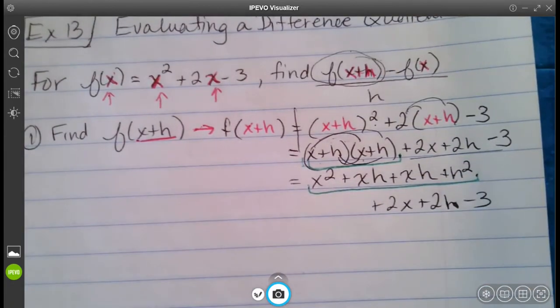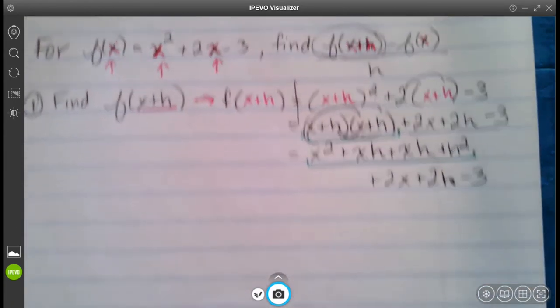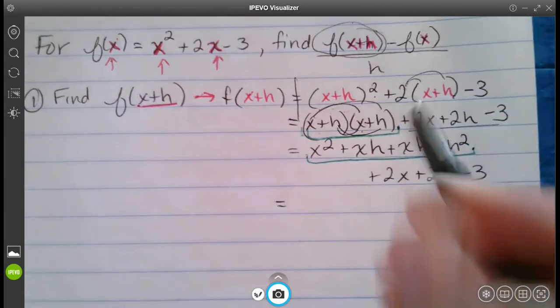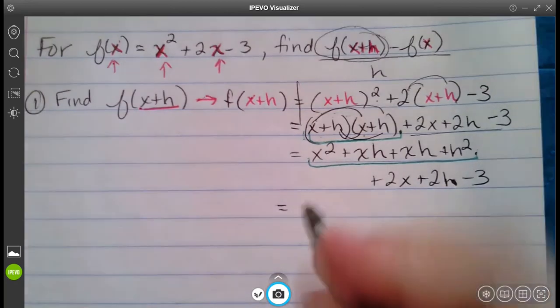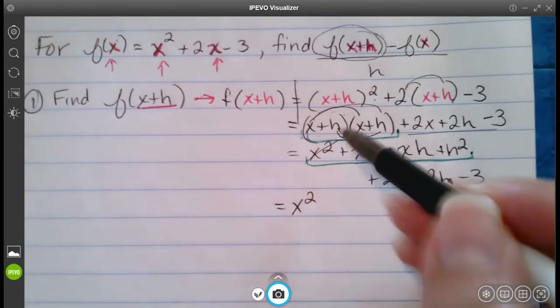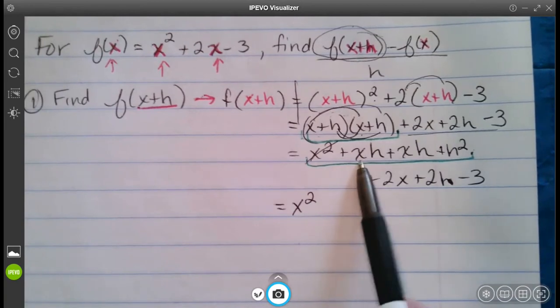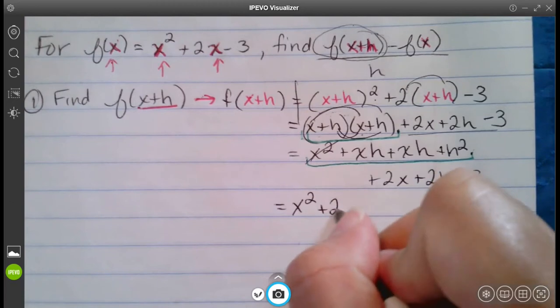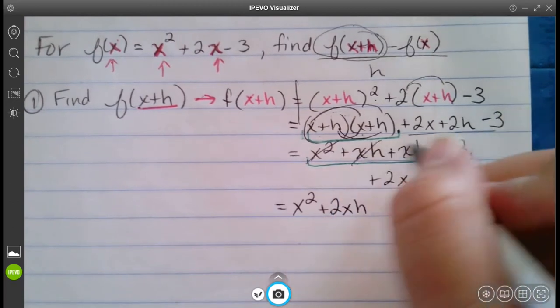Now we're just going to combine like terms. So that looks like the following: equals, let's see, I have 1x squared, so that's going to be by its lonesome. And then I have 1xh here and another xh here, so that's a total of 2xh's.